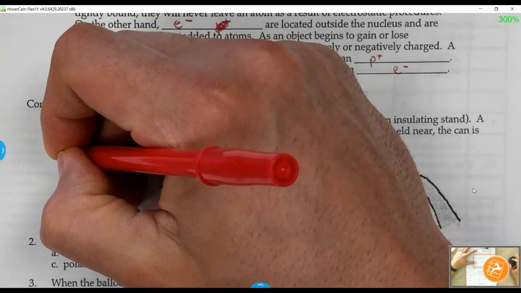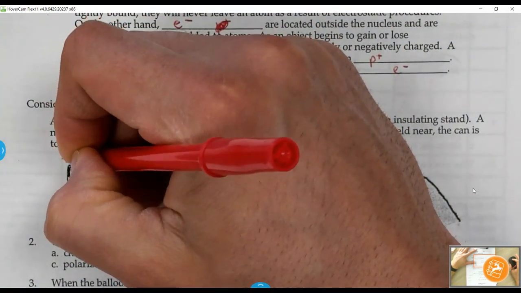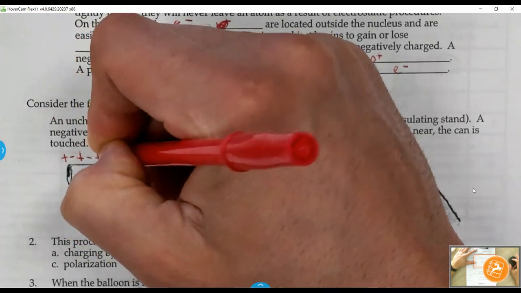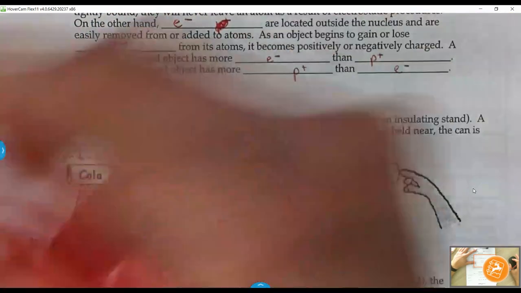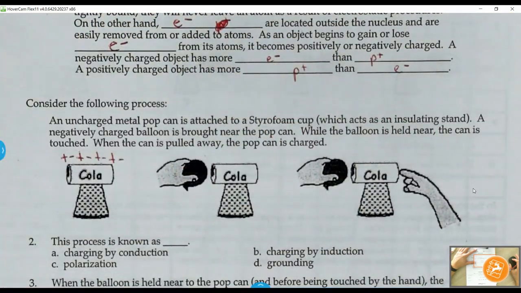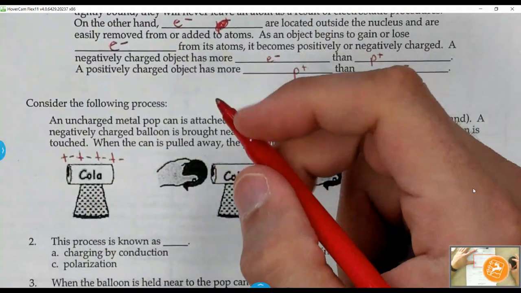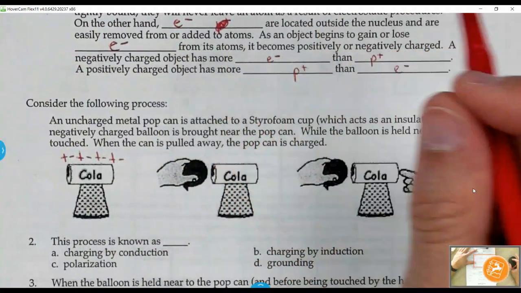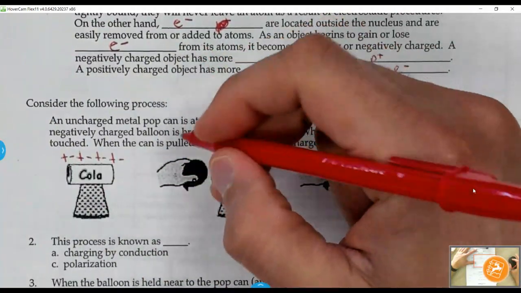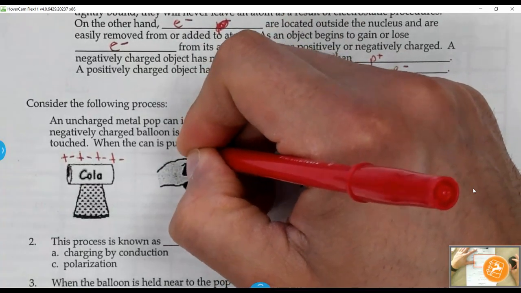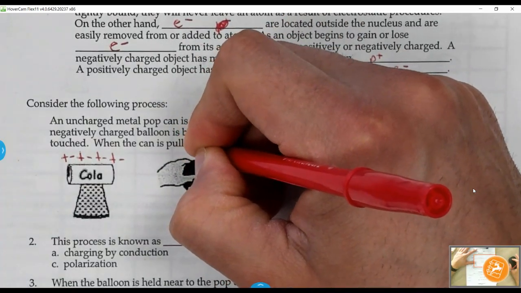So right now we have one, two, one, two, one, two, one, two. We have a neutrally charged metal can. Same amount of protons as electrons, 4 and 4. Now you can't really quite see it too well, but the balloon is brought near, negatively charged.